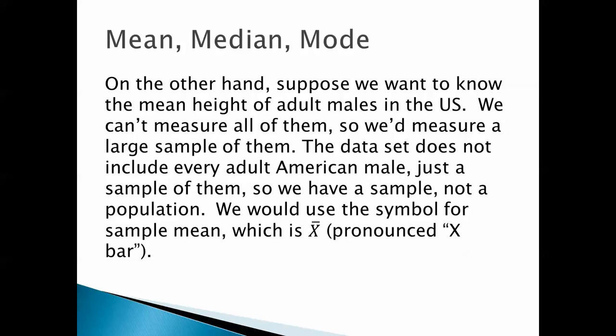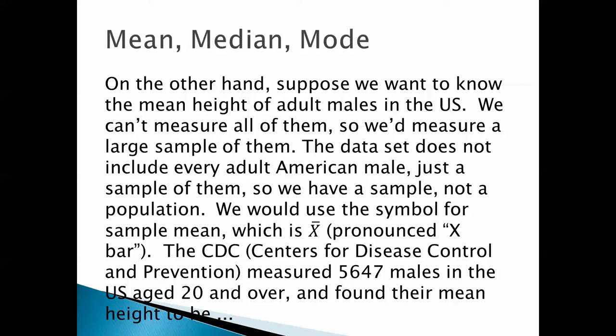On the other hand, suppose we want to know the mean height of adult males in the U.S. We can't measure all of them, so we'd measure a large sample of them. The data set does not include every adult American male, just a sample of them, so we have a sample, not a population. Population is everybody, sample is just some of everybody. We would use this symbol for the sample mean, which is x bar.